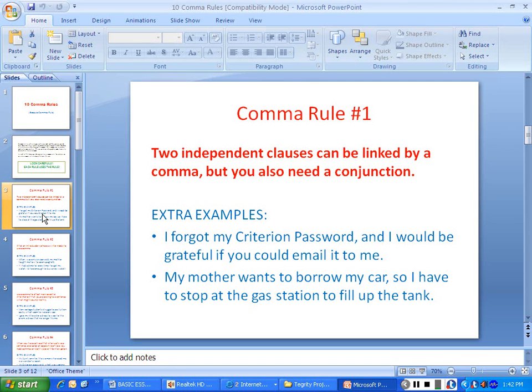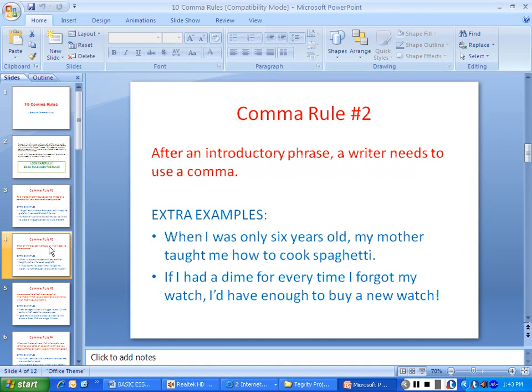Here are some extra examples. I forgot my Criterion password, and I would be grateful if you could email it to me. My mother wants to borrow my car, so I have to stop at the gas station to fill up the tank. Your job is not complete unless you have both the comma and the conjunction. In these three examples, we have a comma and but, a comma and and, and a comma and so.